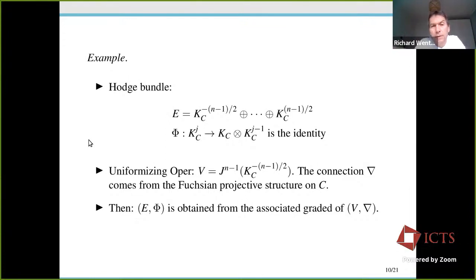Okay, so this is a situation where the construction that I just described using Griffiths transverse filtrations gives you a Hodge bundle, and it gives you exactly the Hodge bundle that corresponds under non-abelian Hodge correspondence. But we'll see that this is not true in general. This is only true of the Hodge bundle in general.